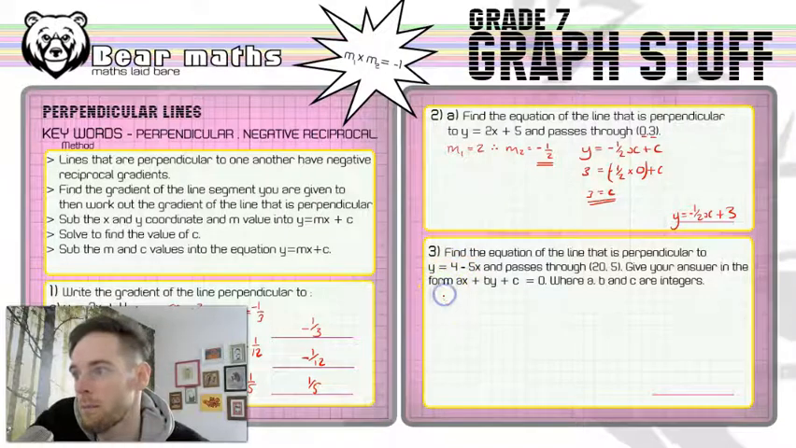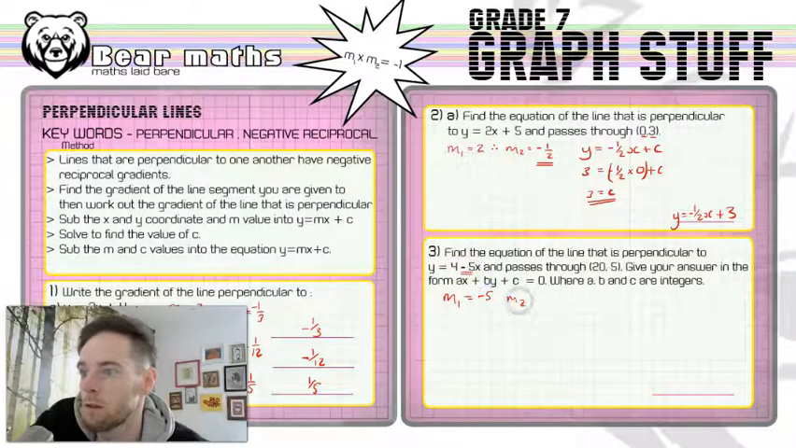So we can still get m1 quite easily. We can look at the number that's stuck next to the x, which is a -5. So m2, the gradient of the perpendicular, is going to be positive, and it's going to be 1/5. All right, so we've got 1/5 to substitute into y equals mx plus c.